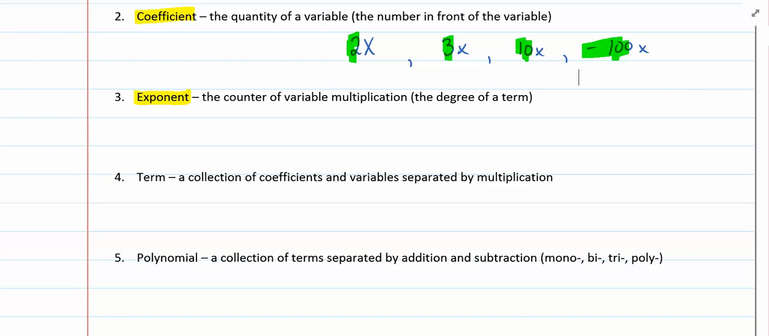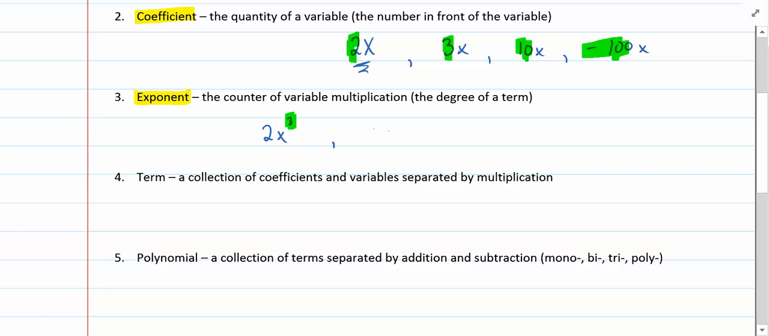Lastly, the third piece that can go into a term is what we call the exponent. Now, if I use my first example here, this 2x, the exponent is the counter of variable multiplication. So if I wanted this x multiplied 3 times in a row, then I would write x cubed, or x to the third power, with the exponent of 3. So we have 2x cubed, where the exponent is identified up here in the shelf.